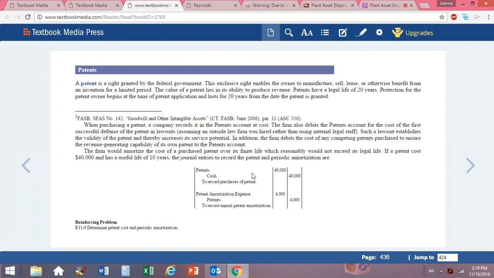First of all, if the company doesn't think the patent will benefit them for 20 years, they'll use whatever number they think is proper. If they think the patent's only going to help them for 10 years, they'll amortize it over 10 years. Patents, for the most part, do not use an accumulation account. I don't think most intangibles do.